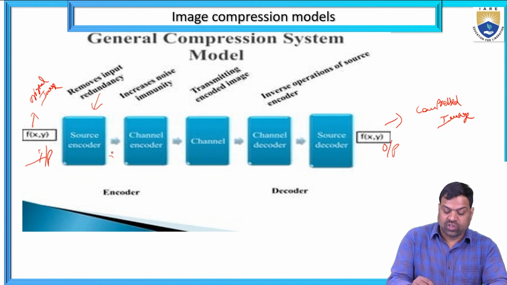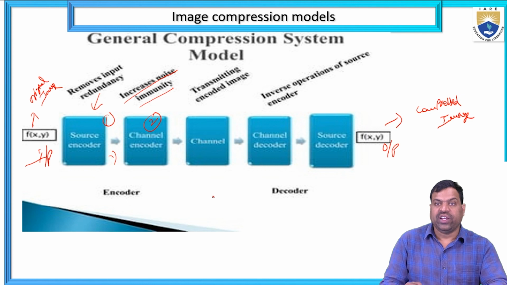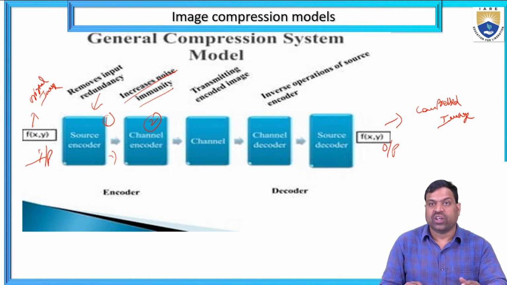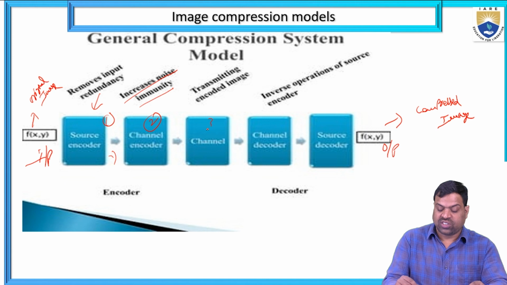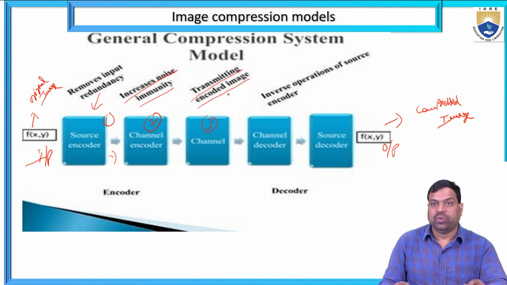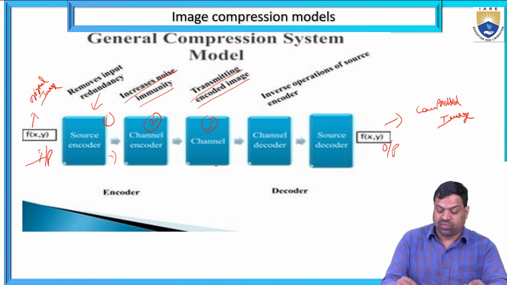After that it goes to the channel encoder. That is the first stage. The second stage, the channel encoder, means increasing the noise immunity. If there are any noises, our immunity will be increasing. And the third stage is the channel, which means transmitting the encoded image. Transmitting the encoded image means we are applying filters here.